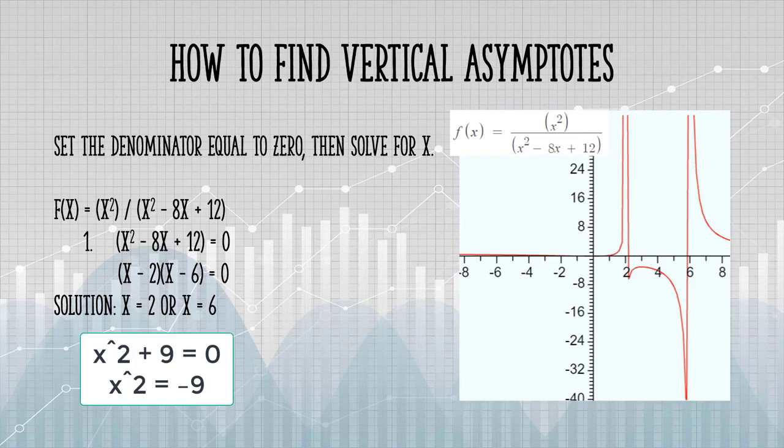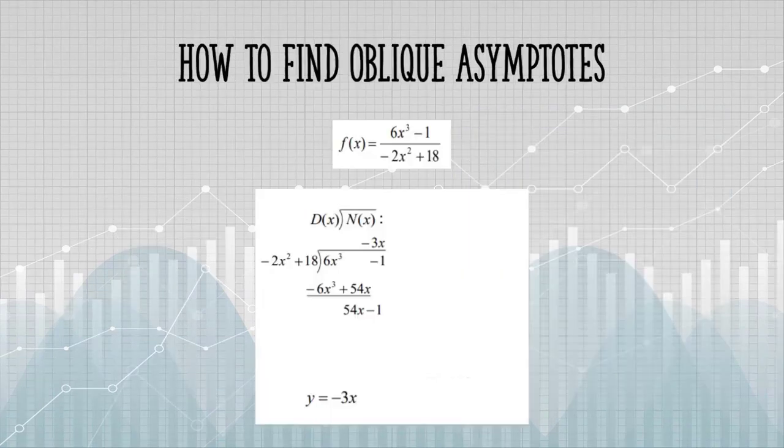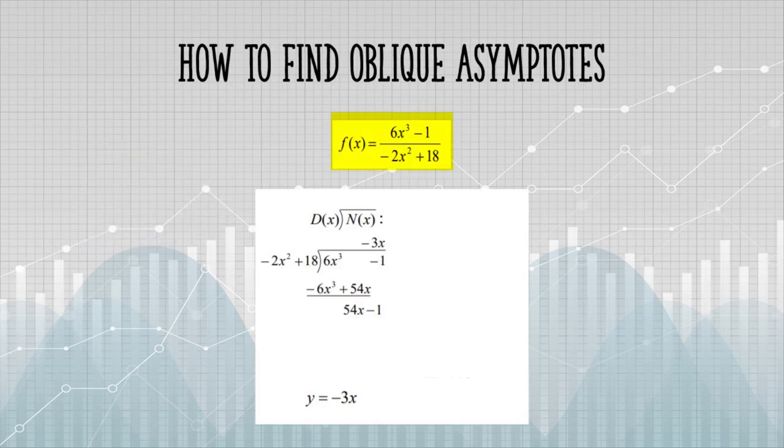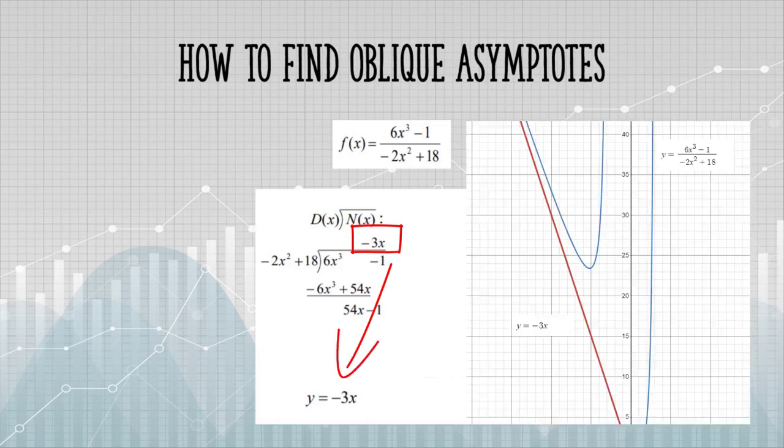Let's take a look at oblique asymptotes. You can find oblique asymptotes by long division. This isn't recommended, mostly because you'll open yourself up to arithmetic and algebraic errors by hand. Let's take a quick look at an example. For this function, we're going to perform long division, dividing the numerator by the denominator. We see the slant asymptote is at y equals minus 3x.